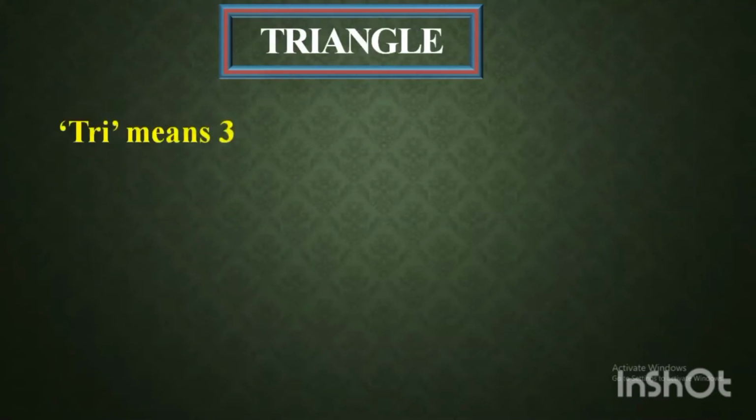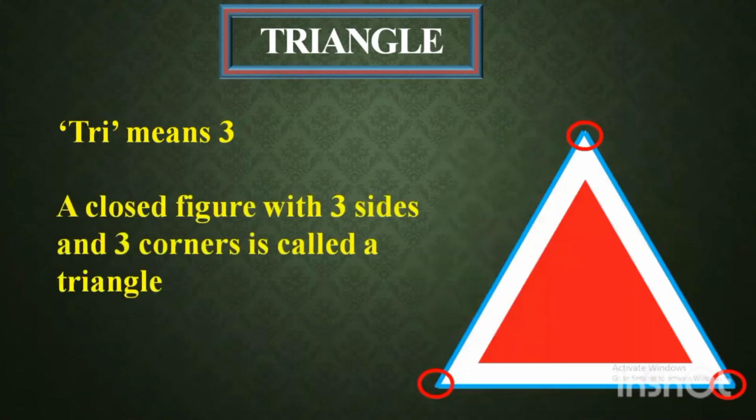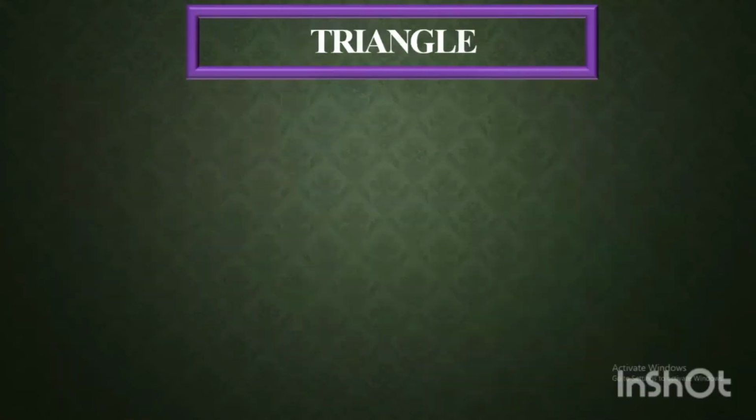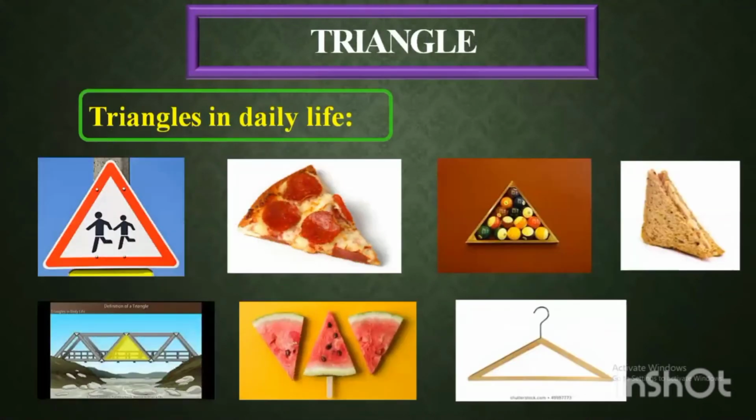Triangle. Tri means three. A closed figure with three sides and three corners is called a triangle. Here are some examples of triangles from our daily life.